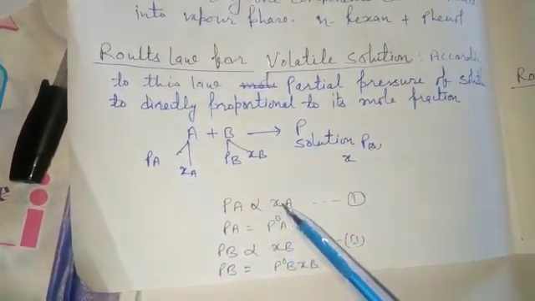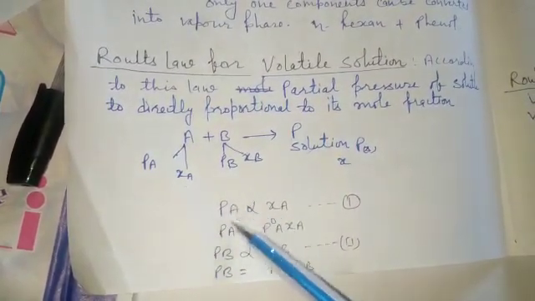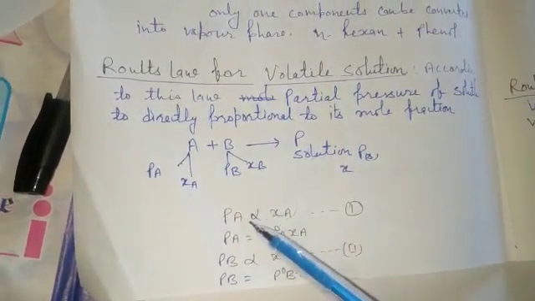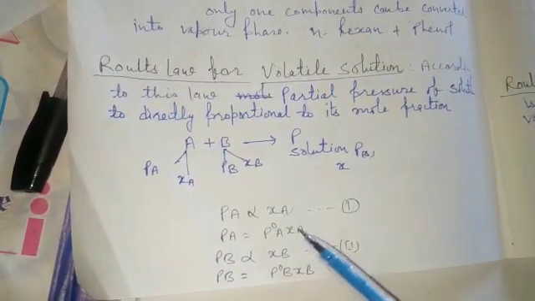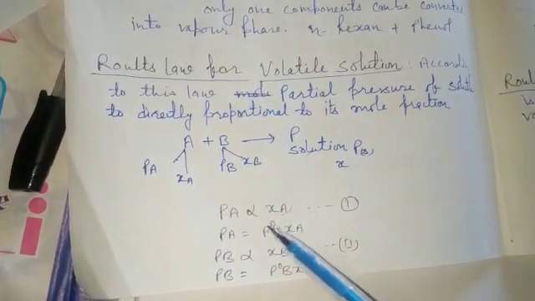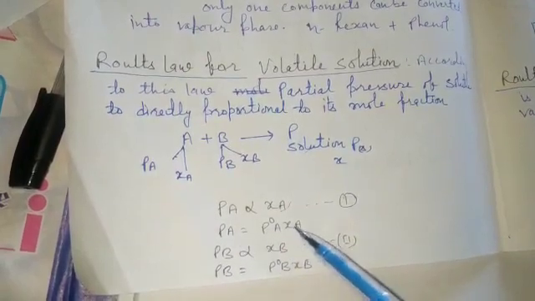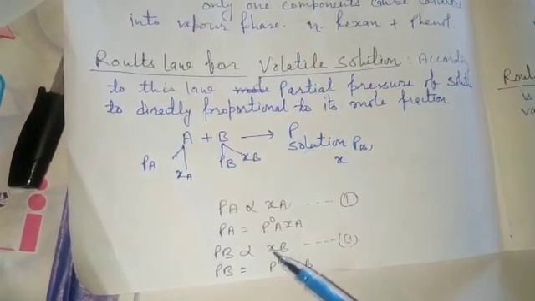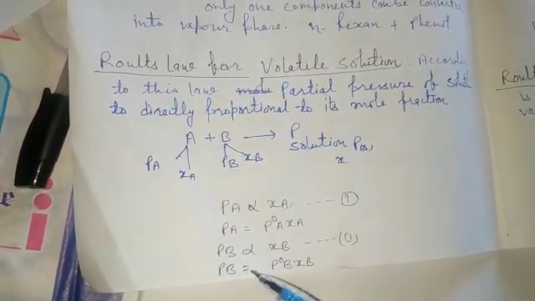Here PA is directly proportional to XA, where PA is the partial pressure of a component and XA is the mole fraction of a component. So this is XA and this is PA. Removing the proportionality constant, PA is equal to P naught A XA, where P naught A is the pure phase vapor pressure. Remember, this PA is the partial pressure and this XA is the mole fraction. Similarly, PB is directly proportional to XB, and removing the proportionality constant, PB equals P naught B XB.